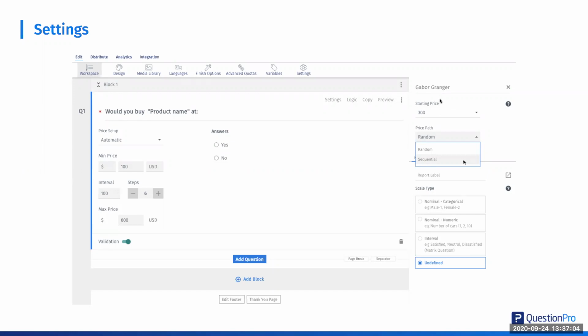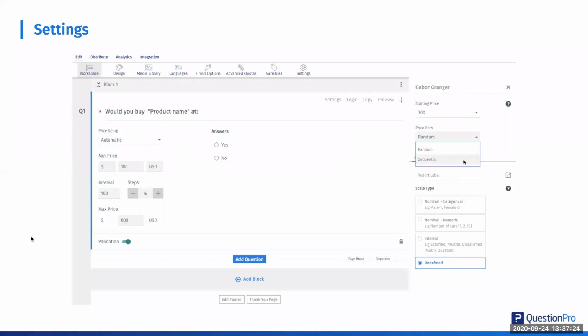okay, now what about at 400? What about at 500 or 600? And we keep asking those questions until the respondent finally says, no, that's too pricey for me. It's not likely for me to purchase that product. So there's 2 different types of price paths, as I mentioned. There's random, and then there's sequential.